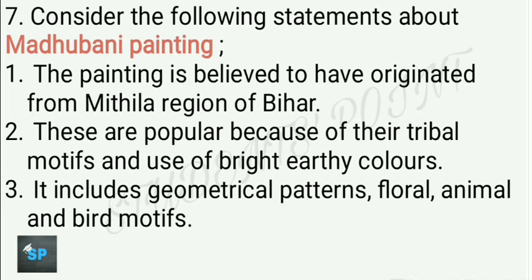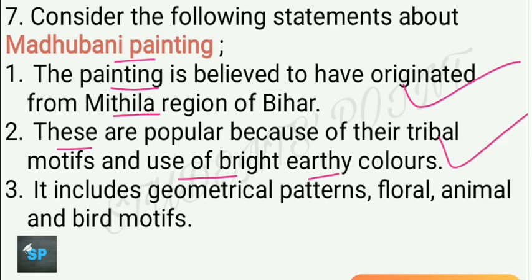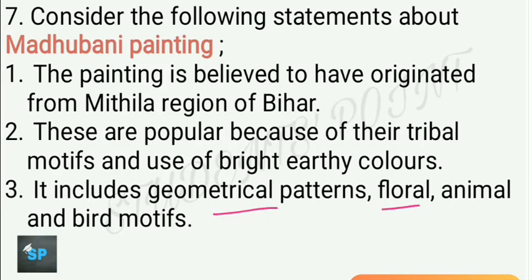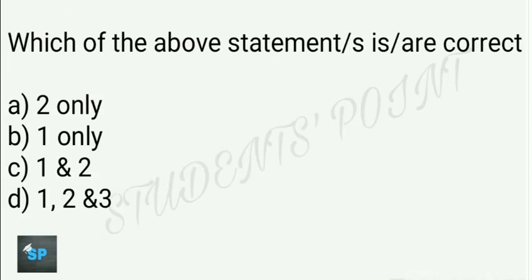Next question now. Consider the following statements about Madhubani painting. So this question is from the culture portion. Let's see. The painting is believed to have originated from the Mithila region of Bihar. This statement is correct. These are popular because of their tribal motifs and use of bright earthy colors. This is also correct. And in this painting they generally use natural colors obtained from food grains, plants and soil. And it includes geometrical patterns, floral and animal and bird motifs. So here all of these statements are correct, so D is the right answer.